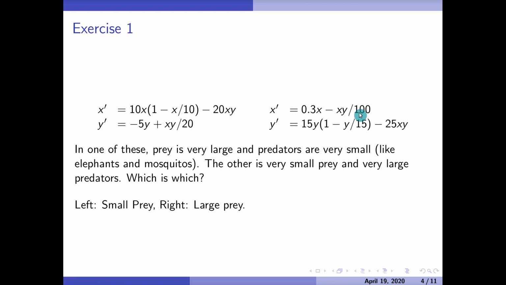Okay, similarly over here, what's happening? We have a large prey and small predator. Okay, I gotta stop there and we'll continue this. We're going to be looking at some systems that we can actually solve right now.